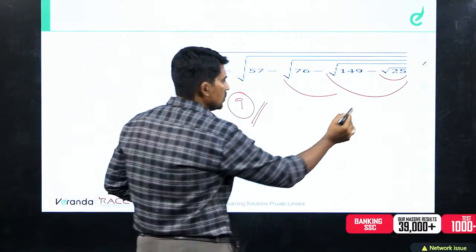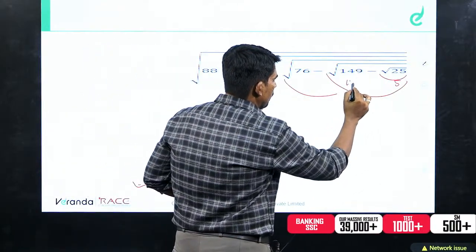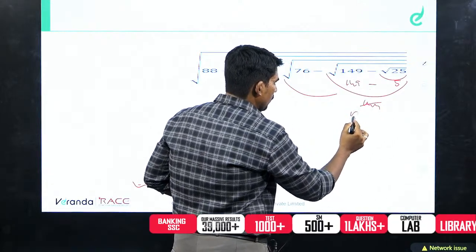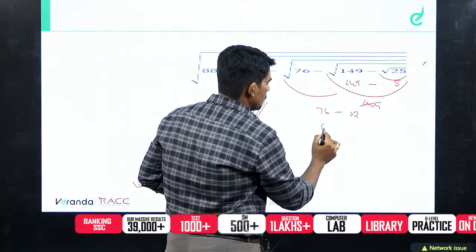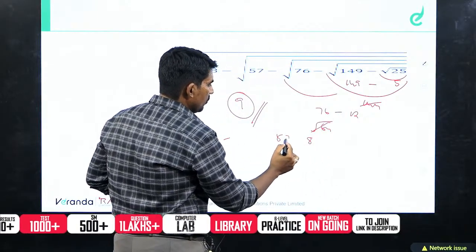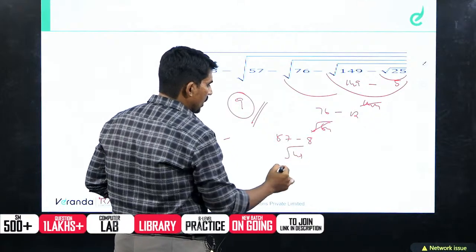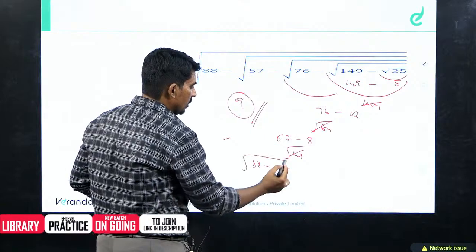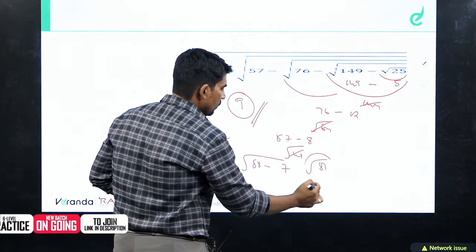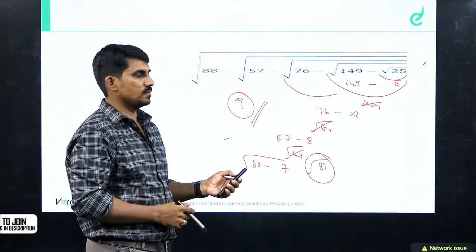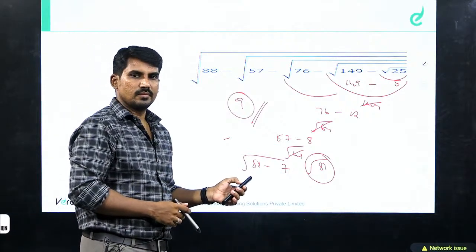Clear this? This we can say 5. Then when we subtract 149 minus 5, we are getting 144, nothing but 12 we can take. 76 minus 12, we are getting 64. Root 64 means we can take 8. 57 minus 8, we are getting 49. Root 49 is nothing but 7. This 88 minus 7, we are getting root 81. That's all. In this direction, we have to solve. Last two first. Clear? Right.